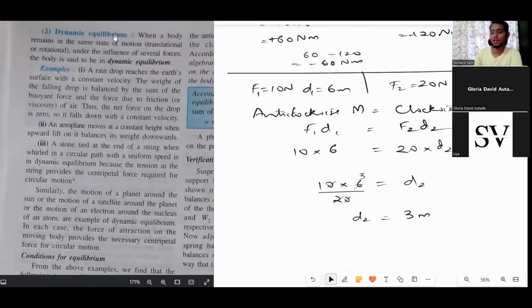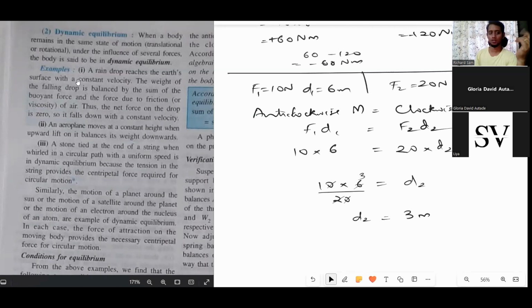Okay. So for dynamic equilibrium, our object has to move. But how should it move? At a constant speed. So let's read this. When a body remains in the same state of motion, that is translational or rotational. Translational means in a straight line, rotational means rotating. So either it is moving in a straight line or it's moving in a rotational direction. But if the speed is constant, then it is dynamic equilibrium. So under the influence of several forces, so many forces are acting on it, and because of that, it is continuously rotating or moving in a straight line.